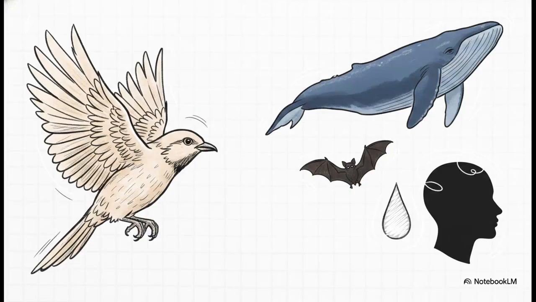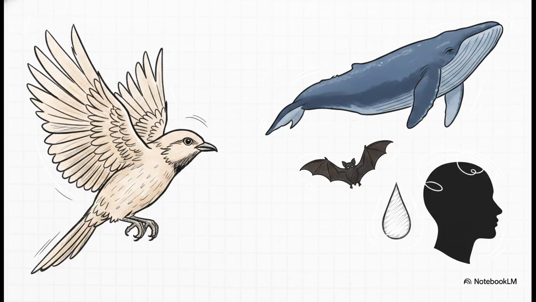Now, as we move even further up that tree of complexity, we hit the warm-blooded classes. Class Aves, the birds, took those creeping forelimbs and radically modified them into wings, covering their bodies in feathers so they could actually fly. And then there is class Mammalia.